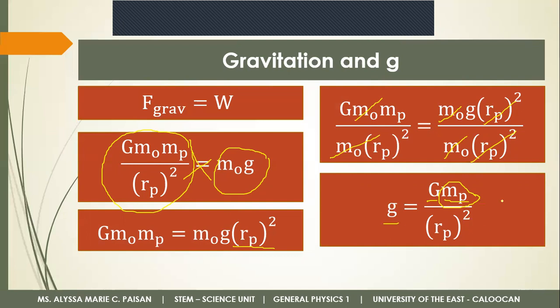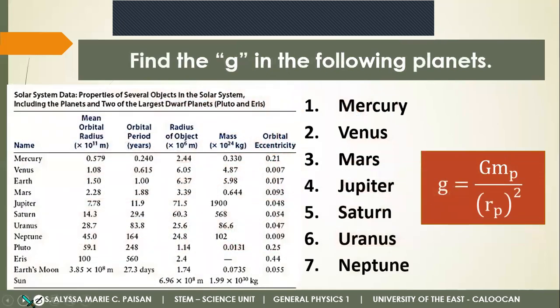So here, you would be able to get the acceleration due to gravity of Mercury, of Venus, of Mars, of Jupiter, of Saturn, of Neptune, and Uranus. Siyempre, hindi pa official na nakabalik si Pluto. So on your own, using g is equal to G M sub P over Rp squared, kindly solve for the acceleration due to gravity of the following planets.